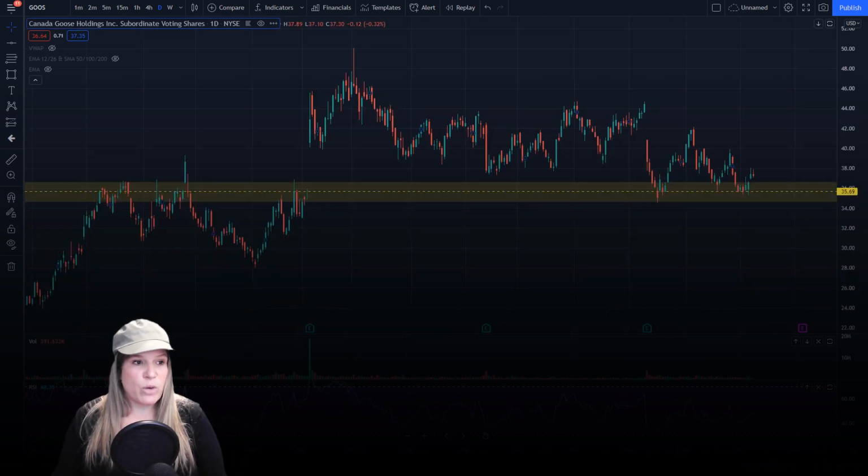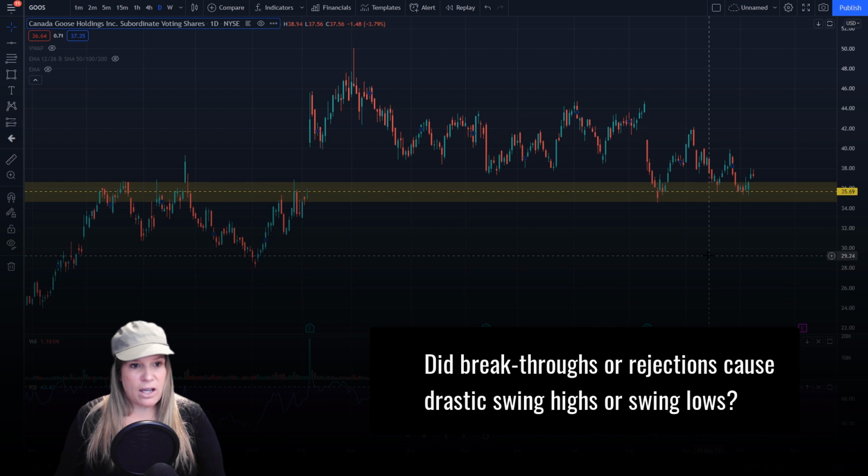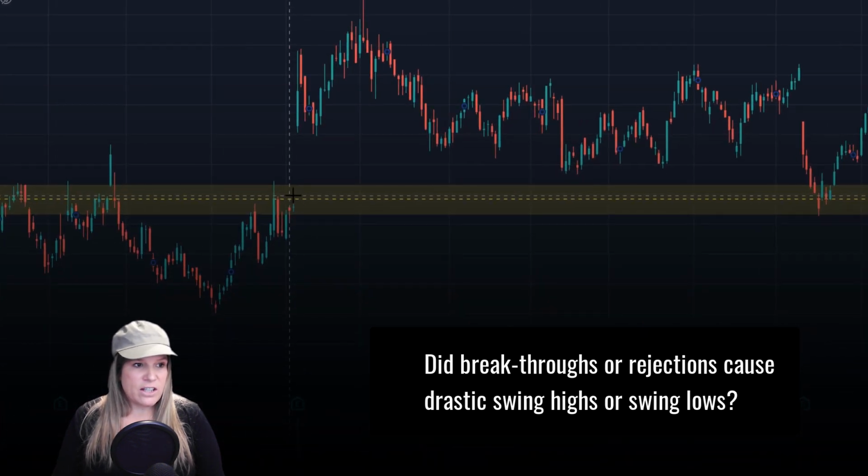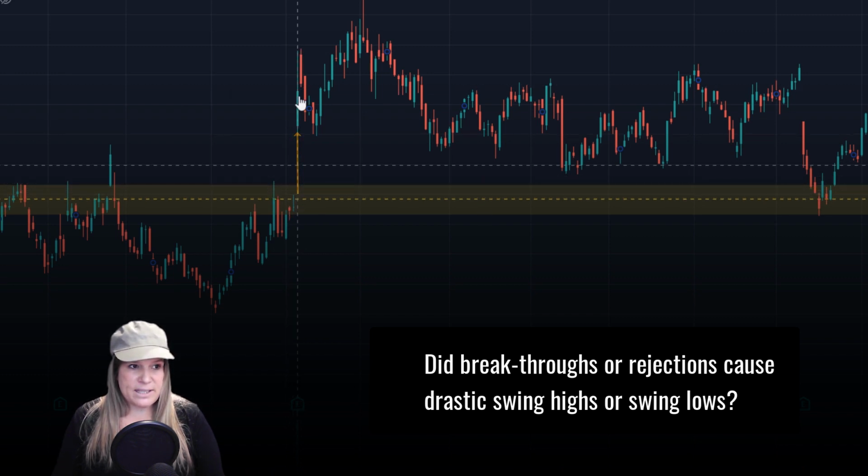So the last question we want to ask about this chart on the daily time frame is, at this level, did we see drastic swing highs or swing lows? That means once we got through the level, if we were on the way up, did we go up very largely? So a drastic change. And you can see back here that yes, that did happen. It was a gap. So we gapped up very large from this resistance zone.